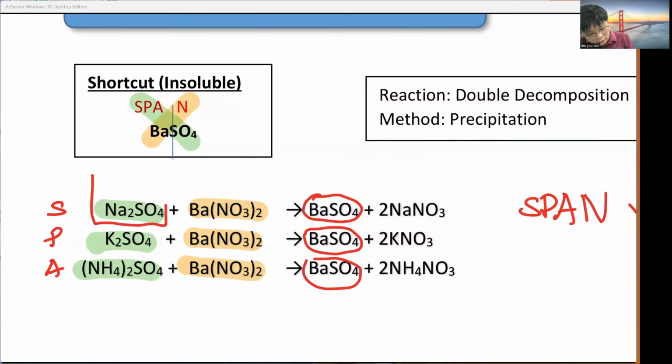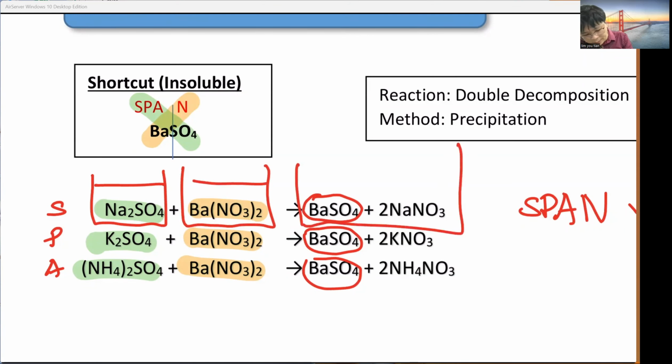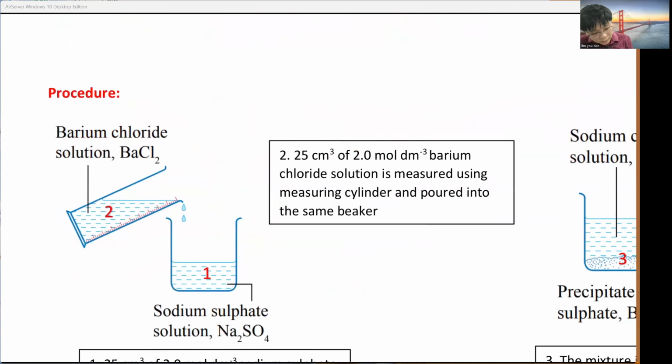Because this is a soluble salt, it's a solution. The product that comes out is also a solution. So in this case, to take out this chemical is very simple, you just filter it out, because this is an insoluble salt. BaSO4 is insoluble, so you just filter it out. I'll give you some examples here.